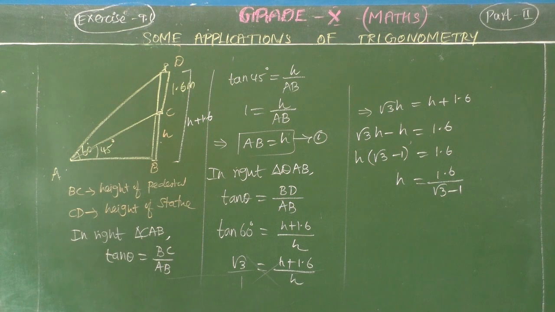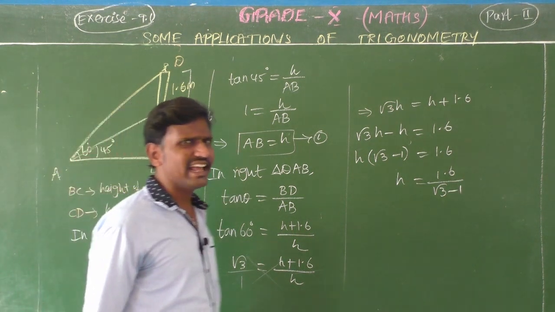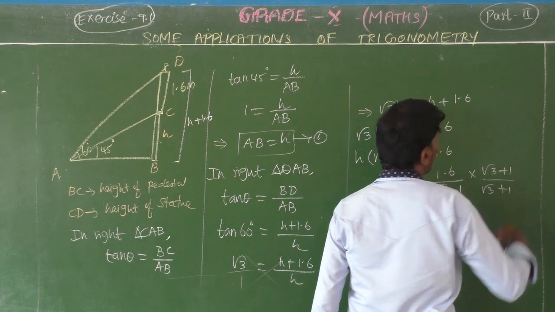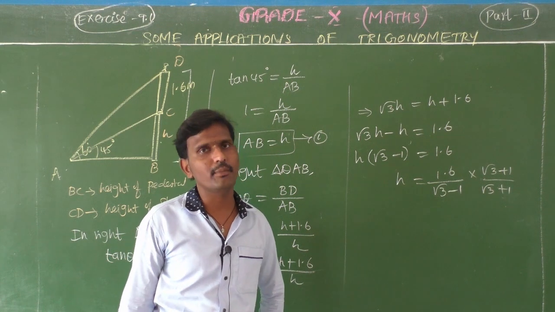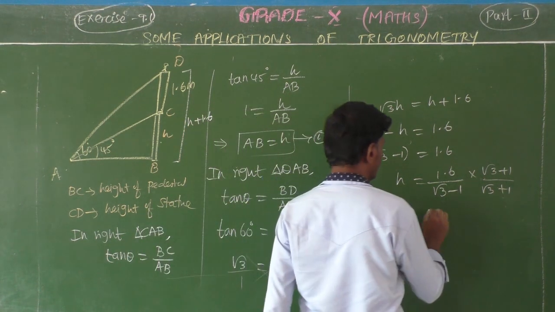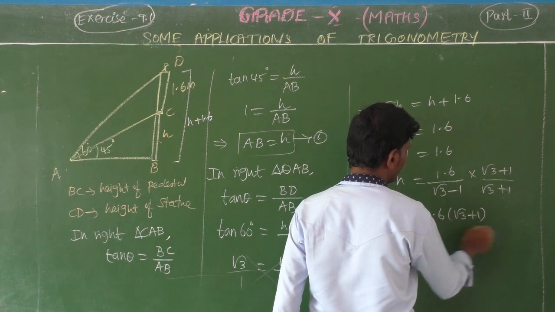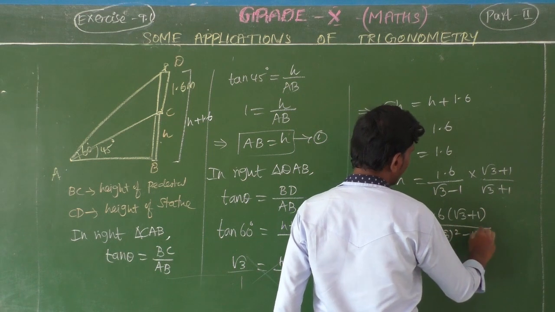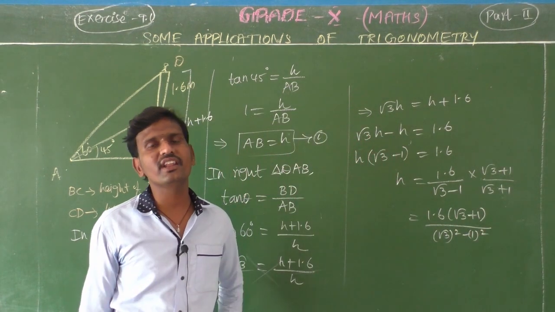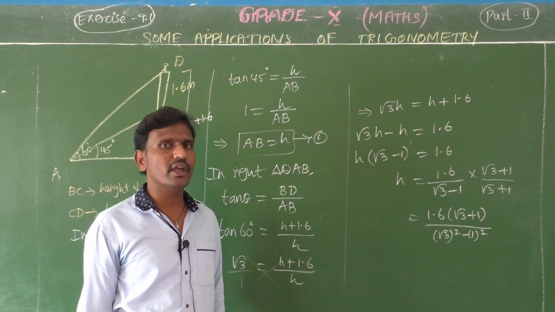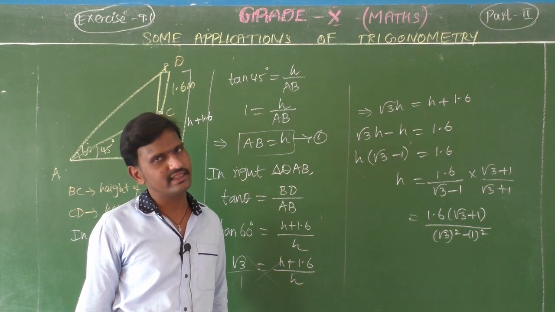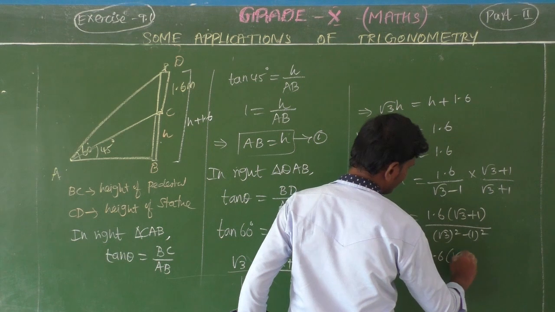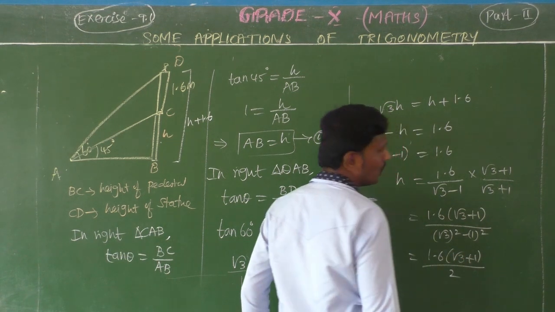So here I am going to rationalize the denominator. What is the rationalizing factor? Root 3 plus 1. So you need to multiply root 3 plus 1 on both numerator and denominator. Now what will come? 1.6 into root 3 plus 1 whole divided by, this is the format of a plus b into a minus b, which gives a square minus b square. So root 3 whole square minus 1 square. Root 3 whole square is 3 and 1 square is 1. So 3 minus 1 is 2. Now 1.6 into root 3 plus 1 whole divided by 2.